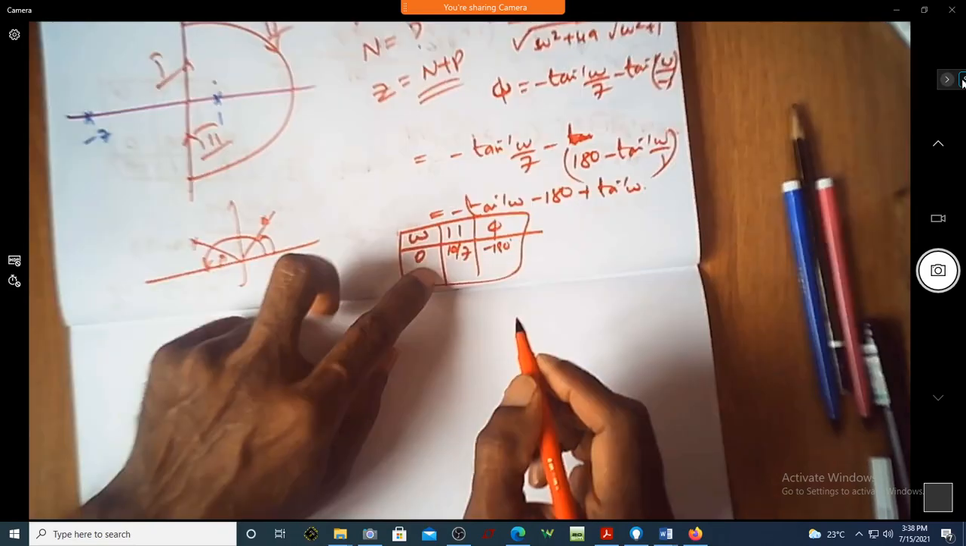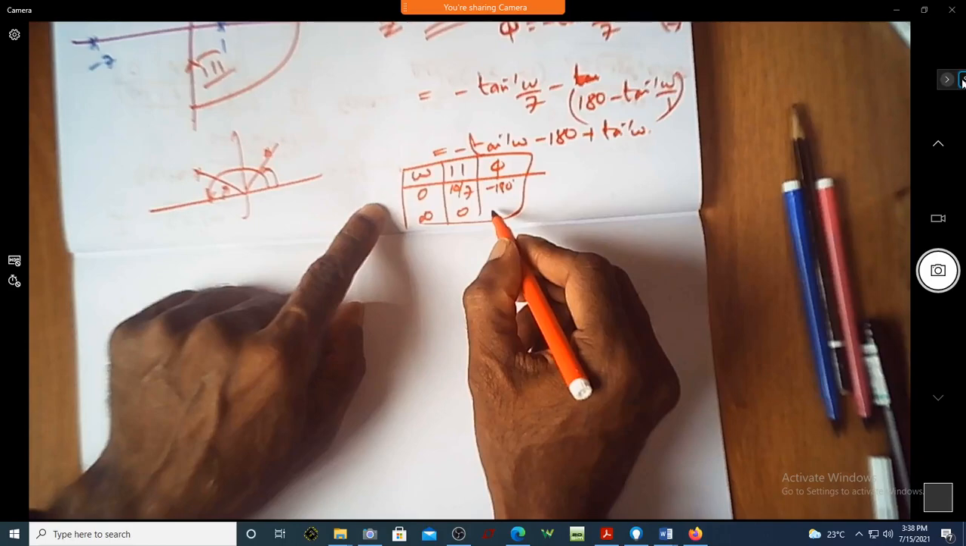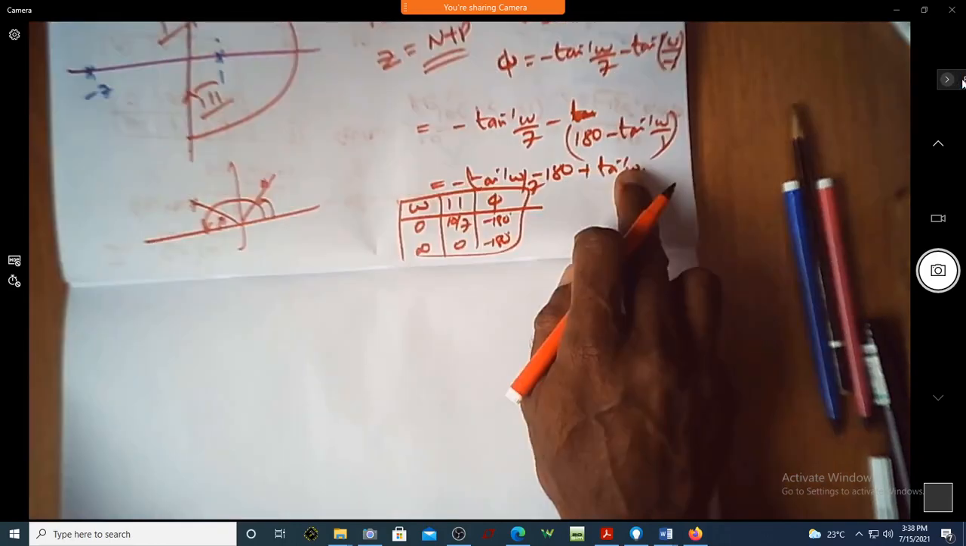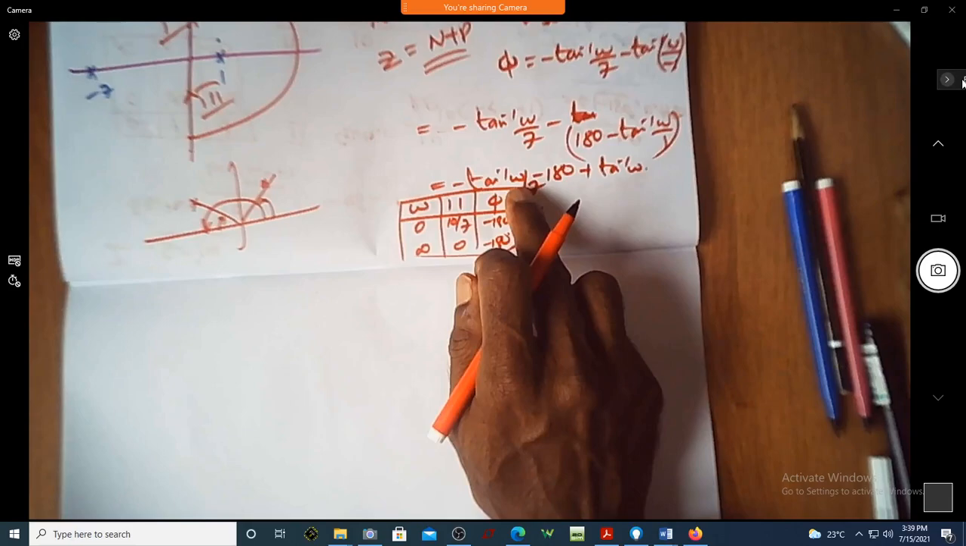Yes, sir. How about infinity? At infinity, magnitude is 0. Phase is still again minus 180. It's not changing, but in between it changes because you have 1 plus and 1 minus. This is omega by 7, this is omega. The plus term is tan inverse of omega; the negative term is tan inverse of omega by 7. Keep this in mind. The negative term is omega by 7, the positive term is tan inverse of omega. Correct? Yes, sir.